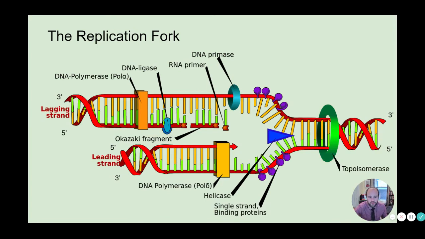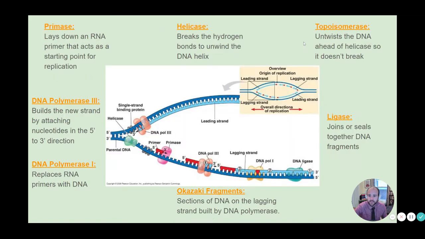So in our replication fork, as you saw in Professor Dave's video, there's a few enzymes we need to know: topoisomerase, helicase, DNA primase, DNA ligase, and DNA polymerase 1 and 3. And then you're going to see there's things called Okazaki fragments, and we're going to have a leading strand and a lagging strand. So let's break some of those down.